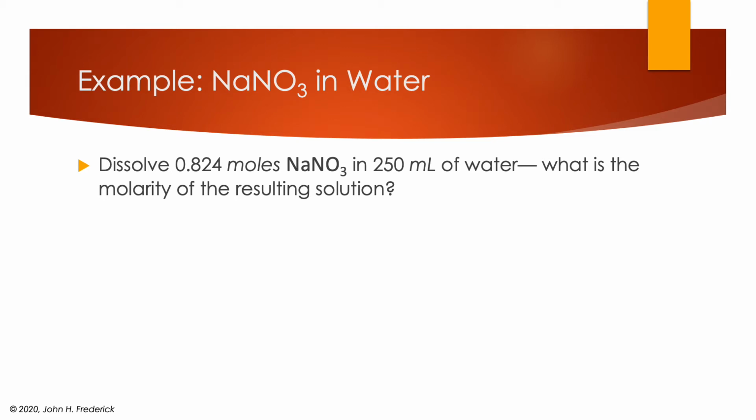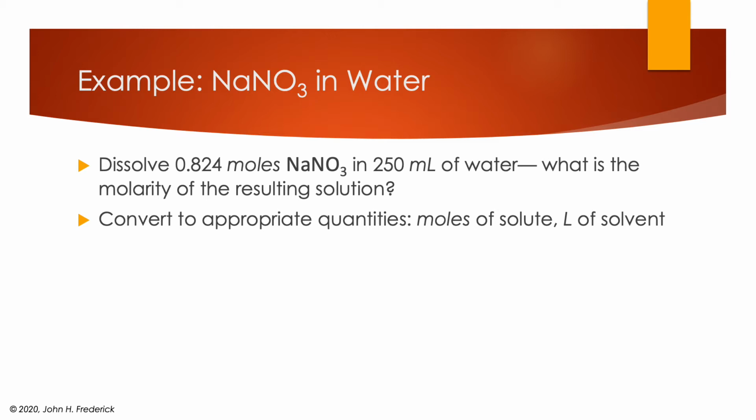We're going to try an example here of sodium nitrate in water. We're going to dissolve 0.824 moles of sodium nitrate in 250 mL of water, and we want to know what the molarity of the resulting solution is going to be. Well, we need to make sure we have the appropriate units. We need moles of solute, which we have, and we need liters of solution, and we don't have that. So we're going to need to convert our milliliters into liters, and the conversion factor is 1 liter is equal to 1,000 milliliters. So 250 mL is equal to 0.250 liters.